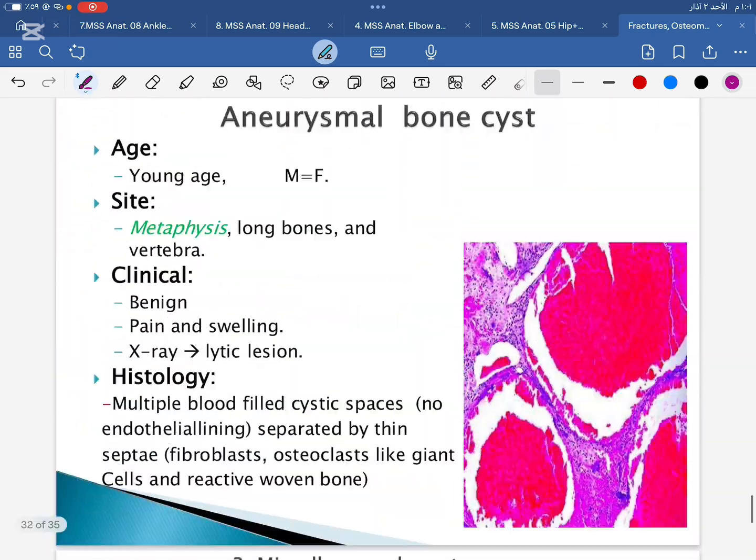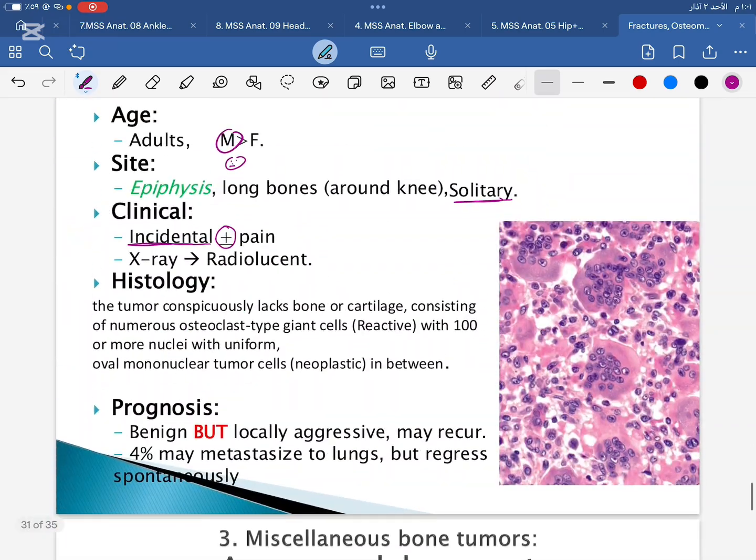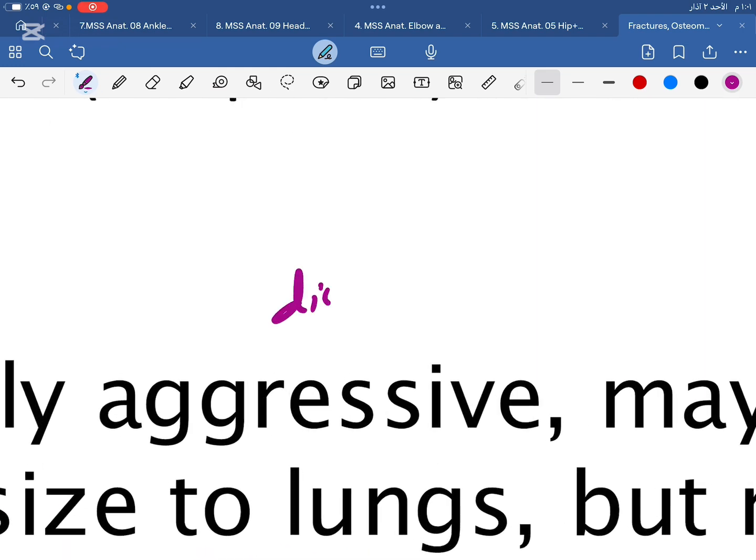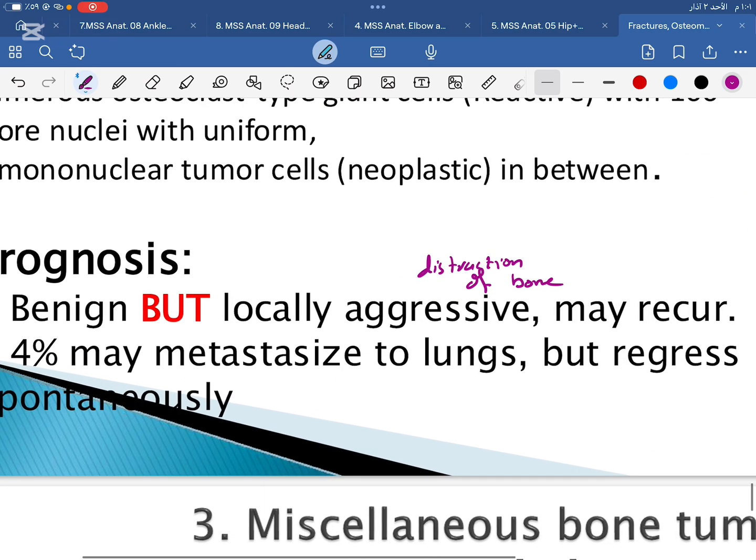cells. تمام؟ It is a benign course للgiant cell tumor, but it is a locally aggressive lesion. ممكن يعمل destruction للبون and it may recur. Recurrence is present. 4% might metastasize to lungs.